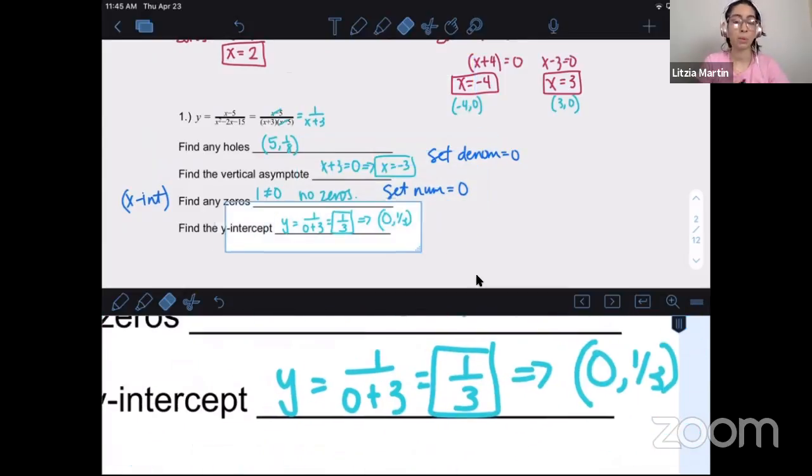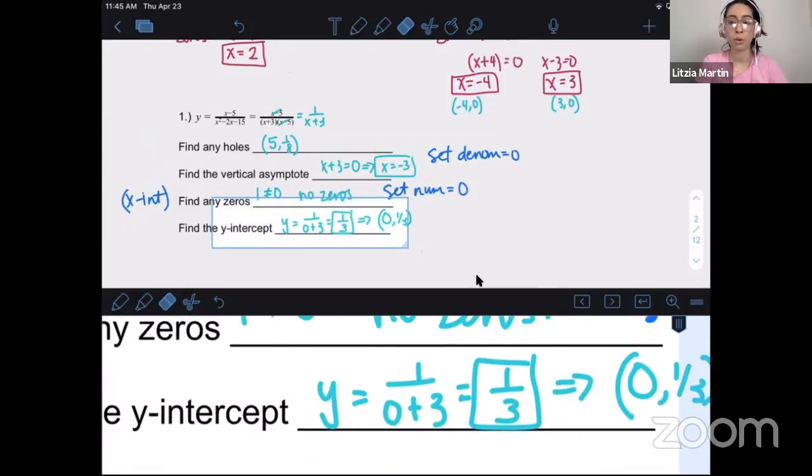And then lastly, the y-intercept. To find the y-intercept for any function, you set x equal to 0. In this case, there is only one x in the denominator, so we just plug that in. You can see that right there, and we get 1/3.